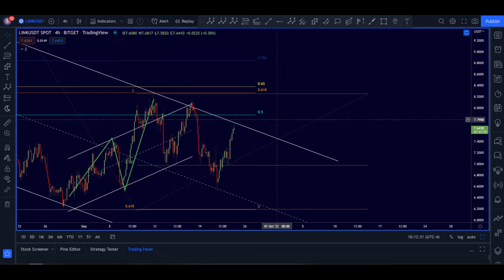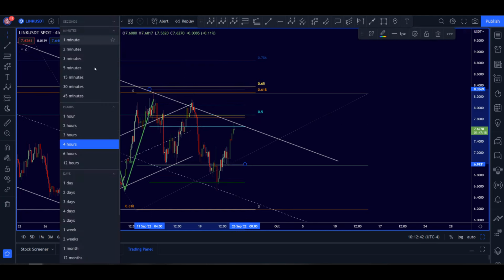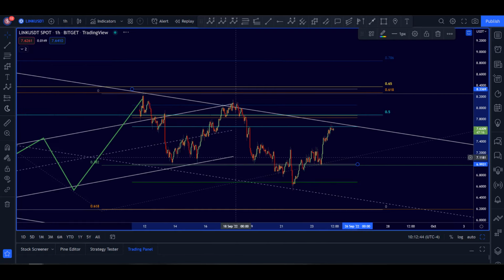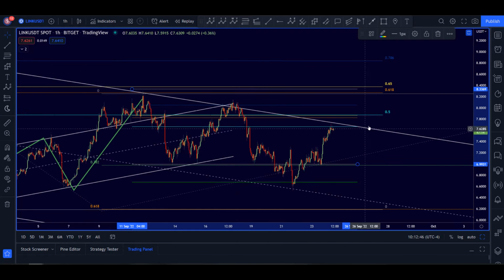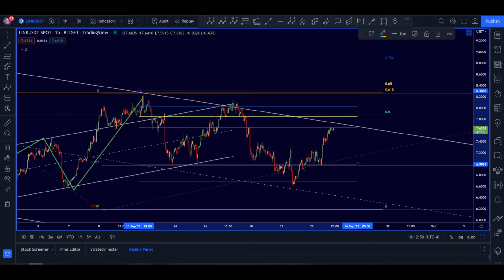If we're targeting a minimum 3-to-1 R to R, depending on where you would potentially have entered, it didn't seem to set up a good trade at this degree. We're at the 4 hours still. Let's get down to, we do one. It never really offered you a great opportunity, to be quite honest.